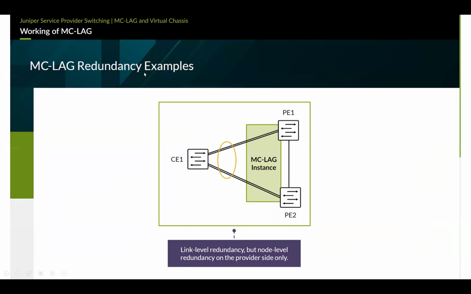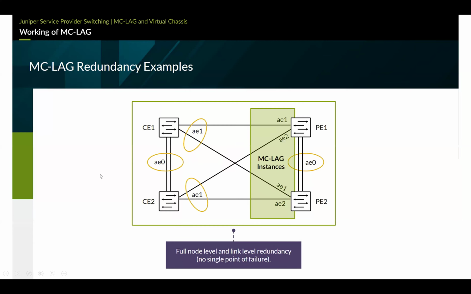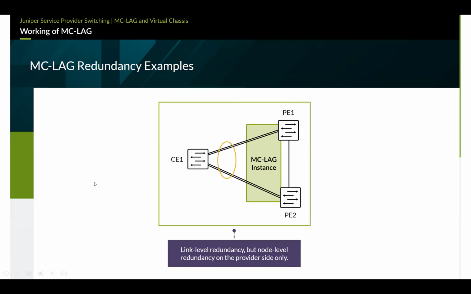Next, MC-LAG redundancy example. Link level redundancy, but node level redundancy on the provider side only. The customer side doesn't have node level redundancy, only link level redundancy exists. If you consider node level redundancy in both customer and service provider, your topology will be this. This network will give you more redundancy and high availability compared with this.